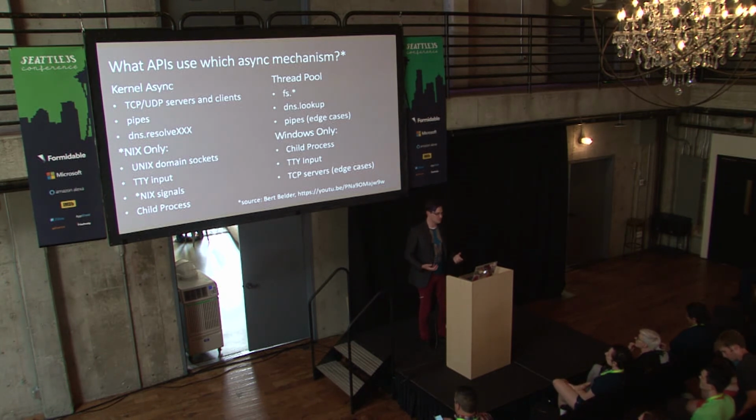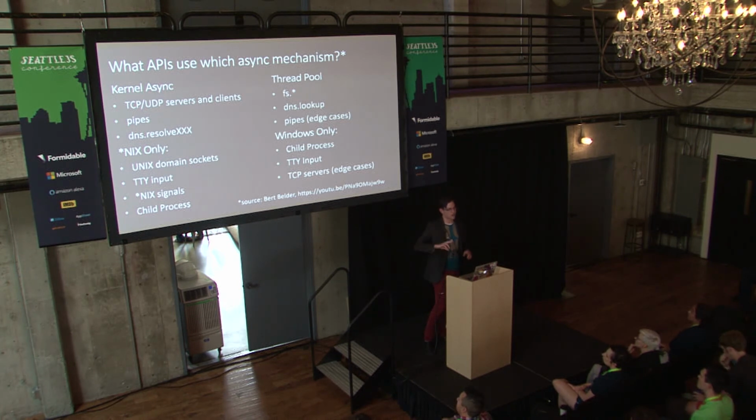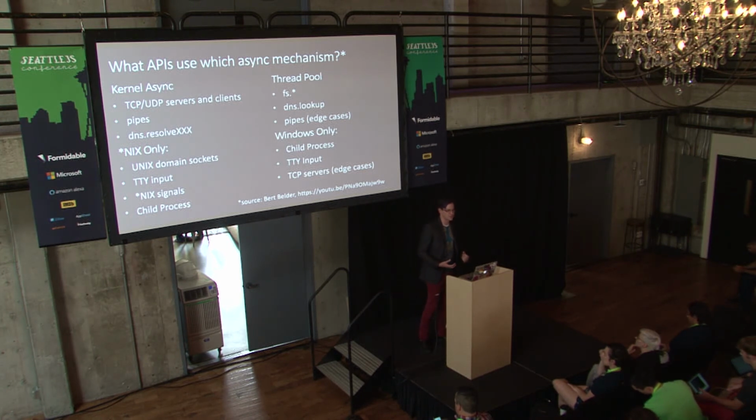Any sort of Unix signals, like SIGINT, SIGTERM, things like that, if you happen to know what those are. And then finally, child process. So if you're going to call child process spawn, exec, things like that, that is not being run in a background thread. That is being handled by the kernel. On Windows, it's a little bit different, though, because those things I just talked about, child process and TTY input, are not handled by kernel async, and so those are run in the thread pool. There's also a couple of edge cases for TCP servers in Windows where we end up having to shell out to thread pools a little bit.